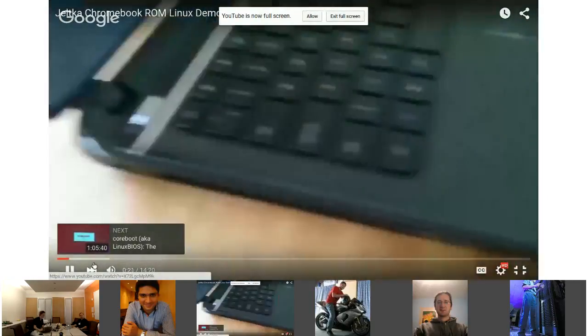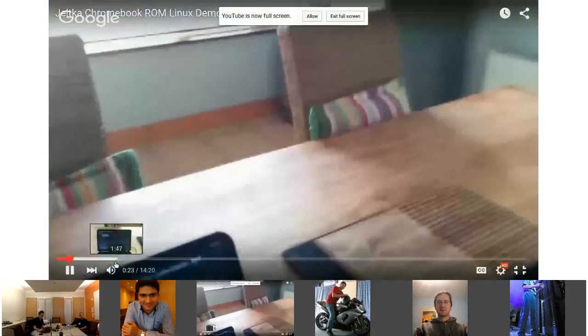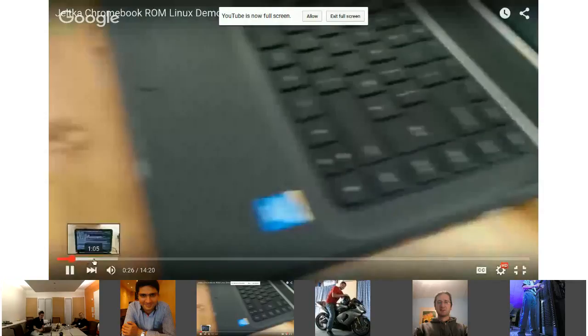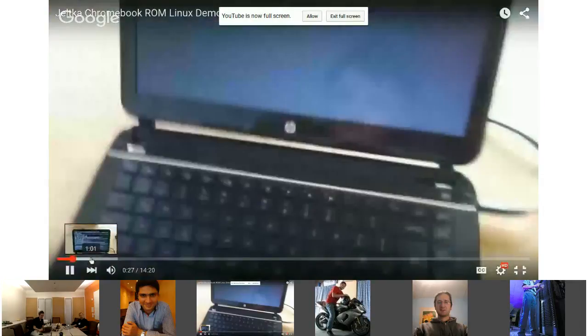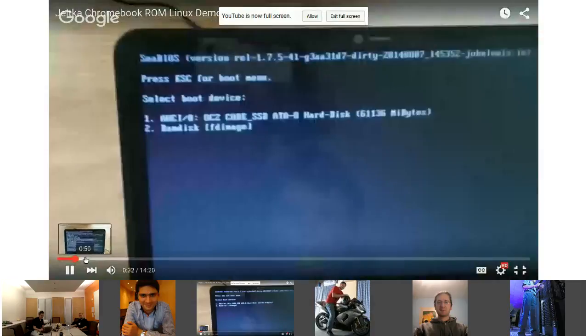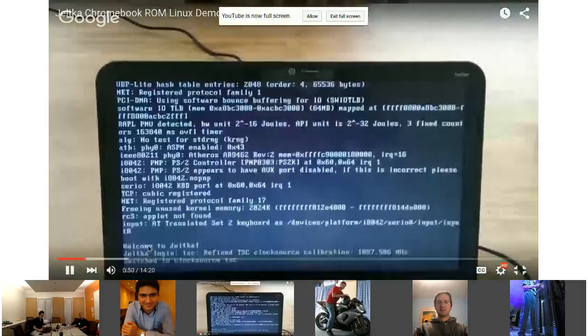Okay, and it's probably skipping around a lot on the video conference. Let me try to get to where we really want to be. So here he's at CBIOS and he's talking about loading it as a floppy image. So now he's booted. This is all running off his firmware ROM.